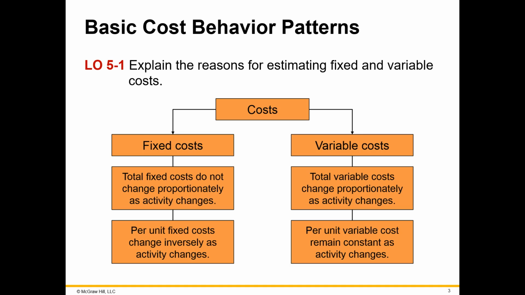As you know, costs can generally be categorized as either fixed costs or variable costs. Fixed costs means that the total amount of that cost is fixed, and variable cost means that the total amount of that cost is variable. Remember that the per unit variable cost remains the same, but the total cost will be different, because depending on how many units are bought or produced, the total amount of variable cost will change.